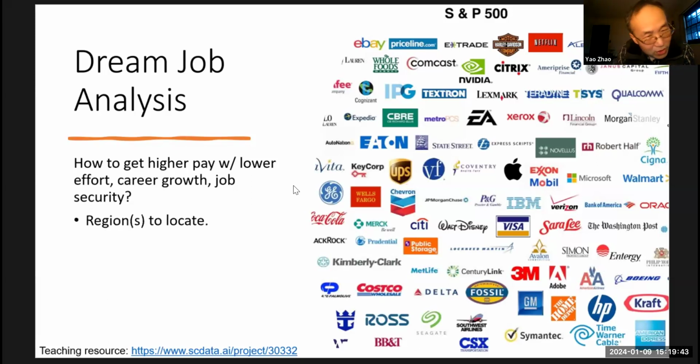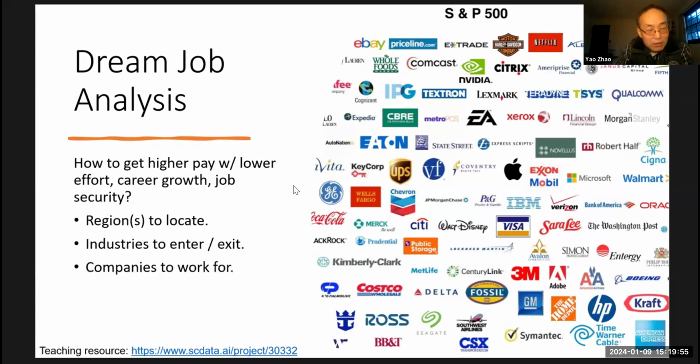The first question, using tons of data, is which region to locate in. Second, which industry to enter or exit, and finally, which companies to work for. We have built the S&P 500 companies data into this case to illustrate how to find a dream job, and of course, this is relevant to everybody.